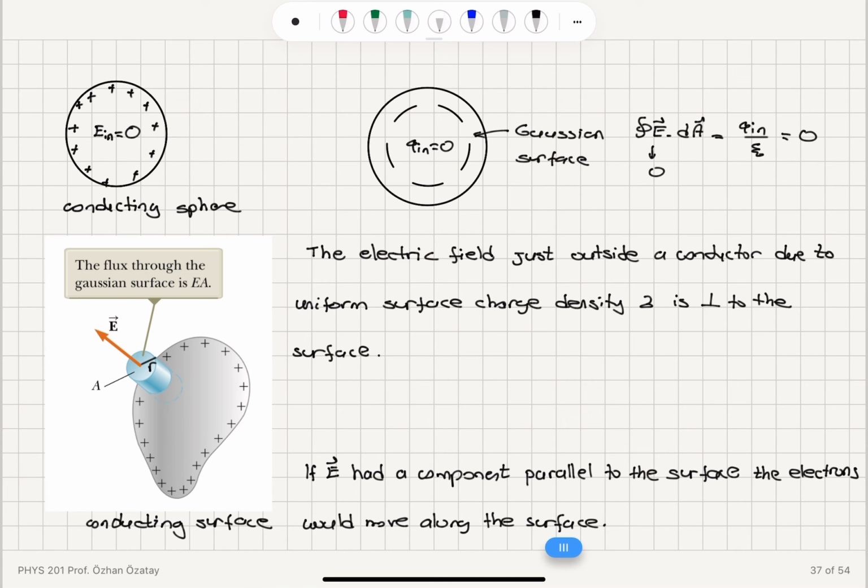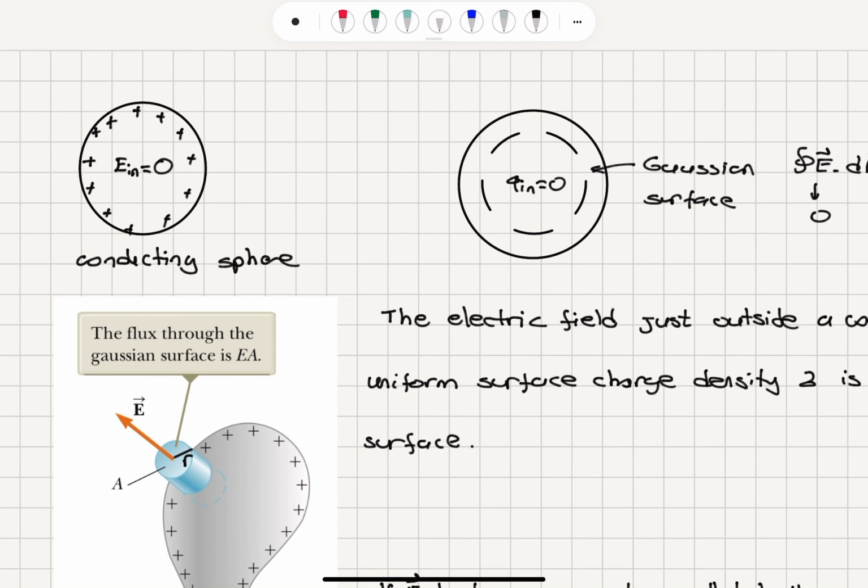What about the electric field just outside the conductor due to the uniform surface charge density sigma? If I look at the electric field just outside the conductor, I can take this Gaussian cylinder just outside to calculate it. The electric field outside will be pointing in this direction due to the positive charge, and the dA vector, the area vector, will be pointing like this.